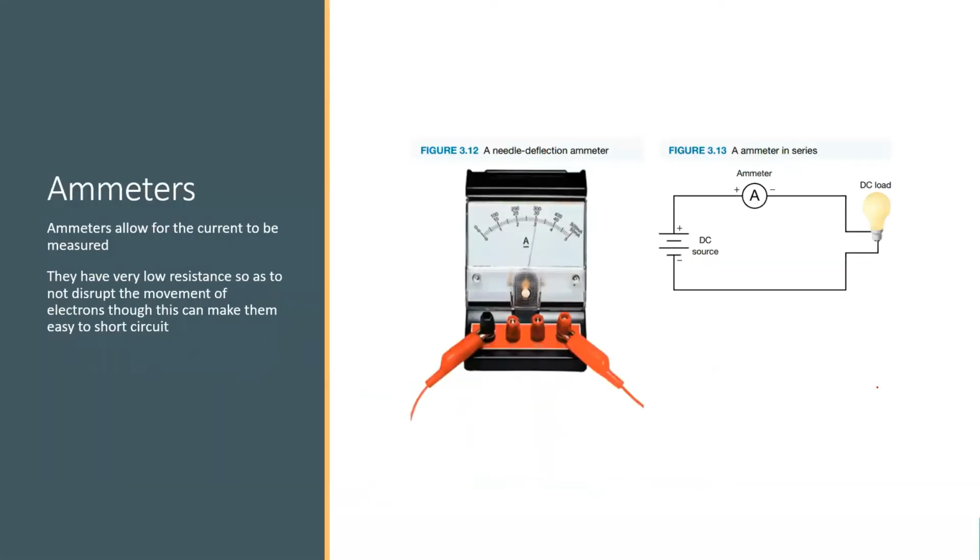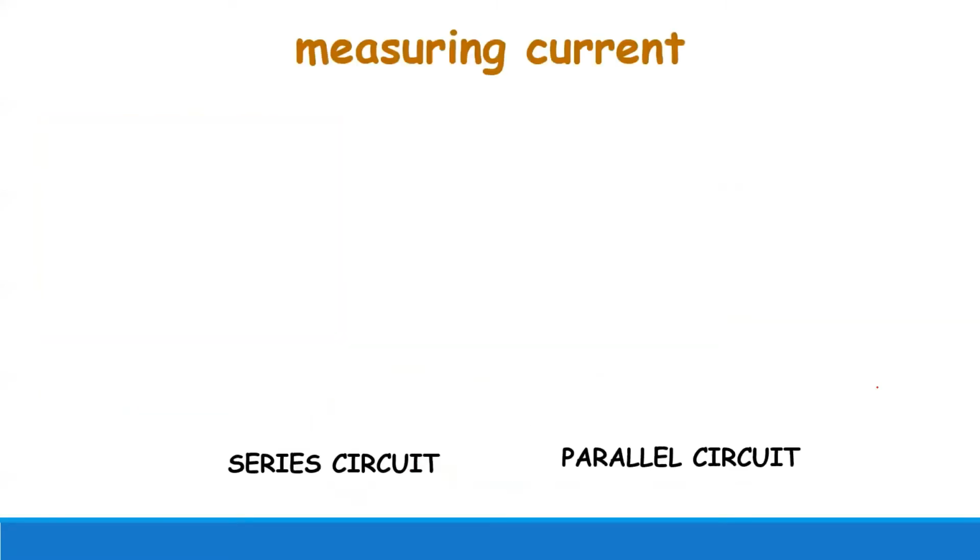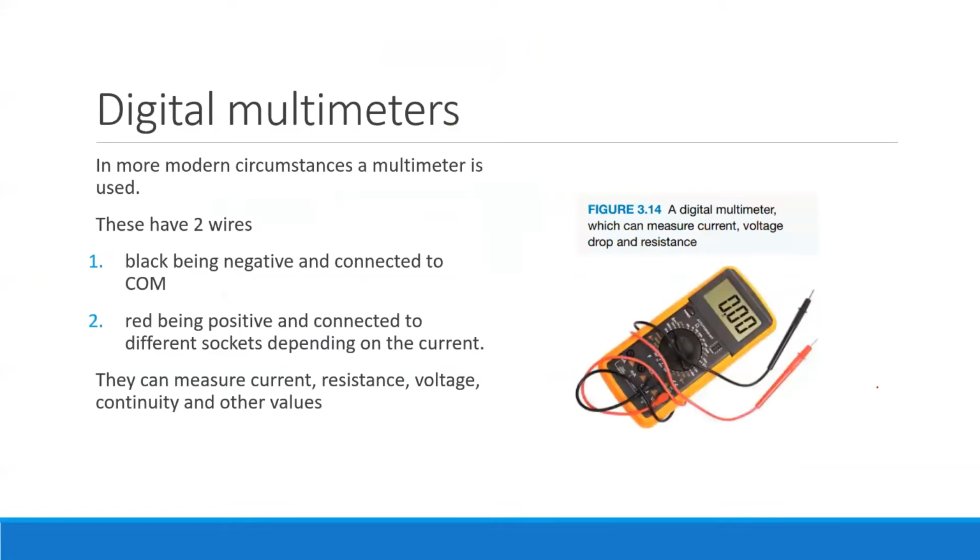In the last 2 minutes before we ran out of time, I briefly talked about ammeters. And I said that they have very low resistance, so they don't interrupt the circuit. And they can make a short circuit if you're not careful. And I also talked briefly about digital multimeters.